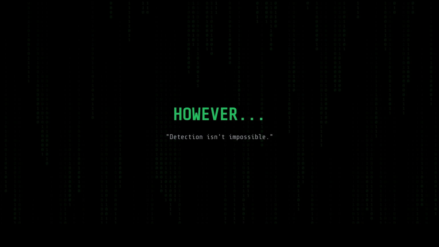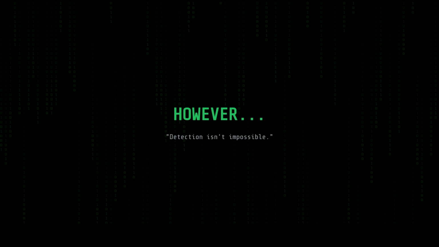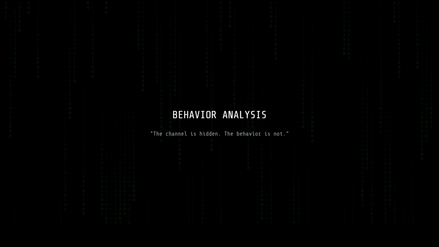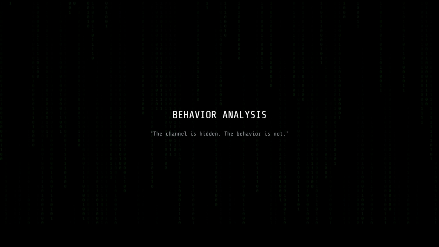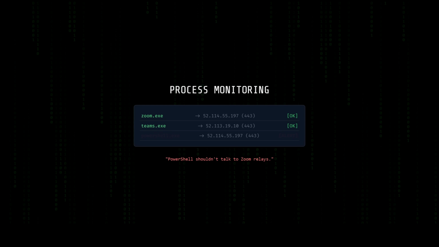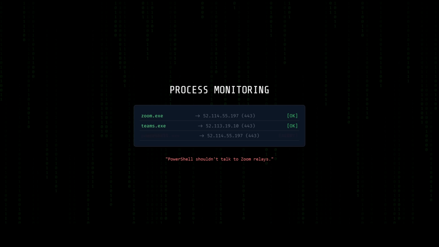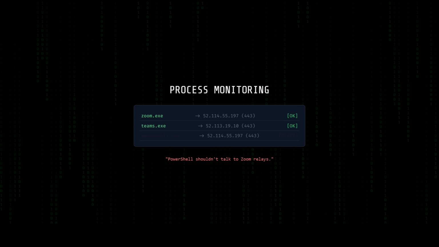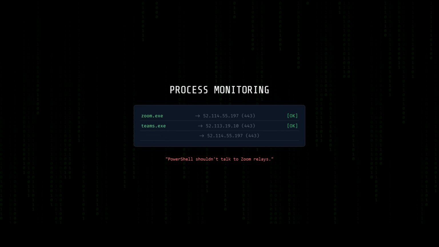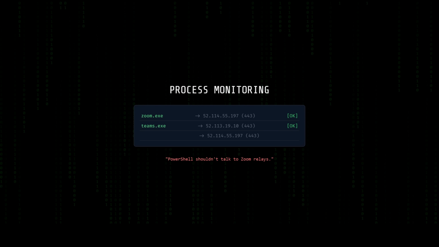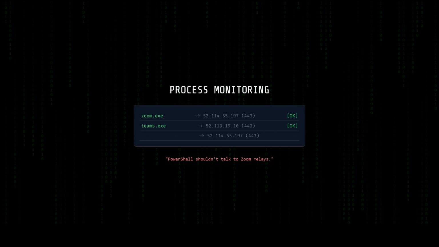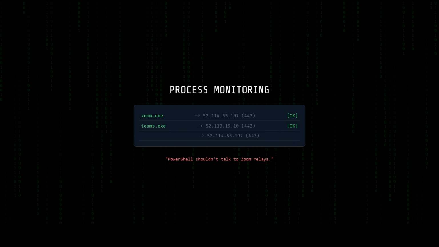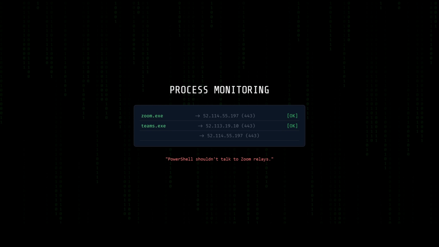However, detection isn't impossible. The research points out that while the channel is hard to detect, the behavior might not be. For example, process monitoring is key. A normal Zoom client behaves in a very specific way. If you see a random binary or a PowerShell script reaching out to known TURN server IP addresses, that is a huge red flag. Zoom traffic should come from zoom.exe, not PowerShell.exe.